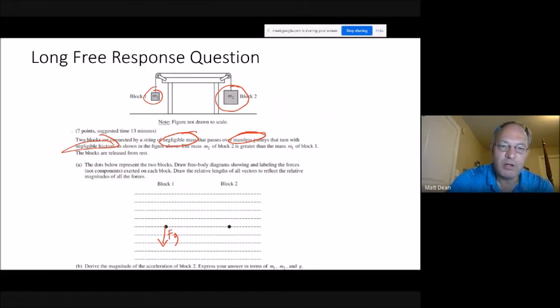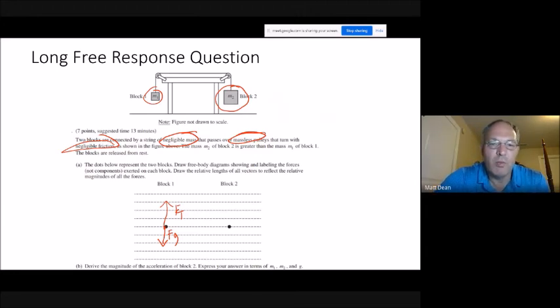So let's draw this arrow up, and let's draw it a little bit longer than we drew the weight going down. We're going to call that Ft. All right, now let's go over to block 2. There are no horizontal forces, so that's it for block 1.